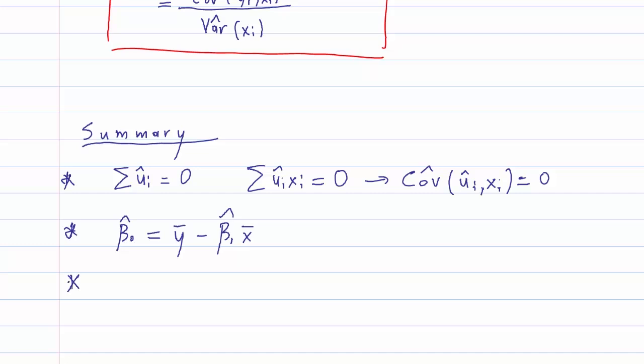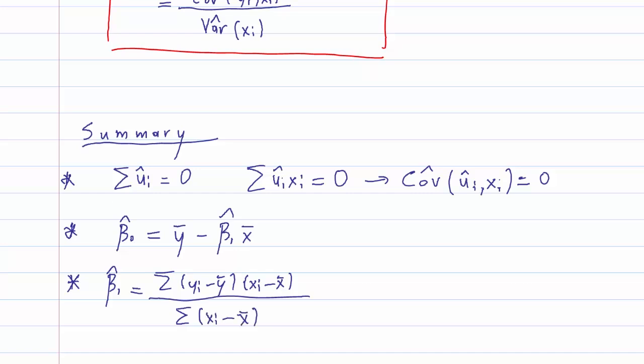And last result, beta 1 hat is equal to the sum of yi minus y bar, xi minus x bar, over the sum of xi minus x bar squared, and this is basically the sample covariance between y and x, over the sample variance of x.